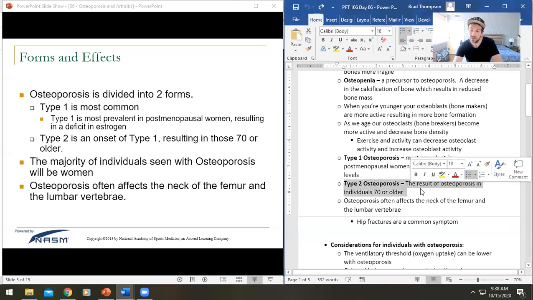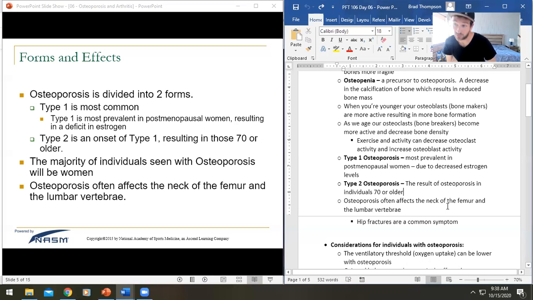Then we've got type 2 osteoporosis, much less common, but this is basically osteoporosis in individuals who are 70 and older. This is where we start to see osteoporosis affecting both men and women. And basically, your body is old, and it's trying to get rid of as much stuff that it doesn't need as possible so you can burn as few calories as possible. That's what we see as we tend to get 70 and older.